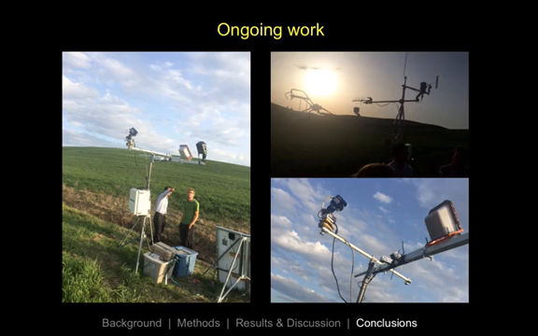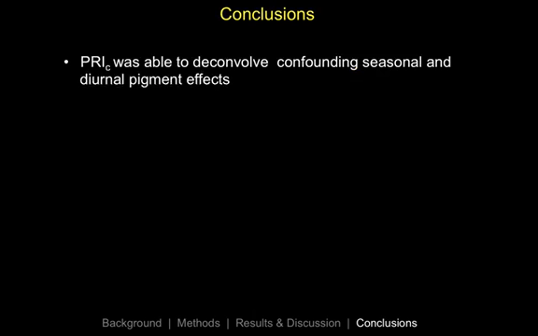So what we're really trying to do is fuse a lot of these PRI and NDVI low-cost spectral reflectance measurements with other instruments to see which instruments might outperform others in predicting certain crop responses to environmental conditions. So in conclusion, our corrected PRI was able to deconvolve confounding seasonal and diurnal pigment effects.